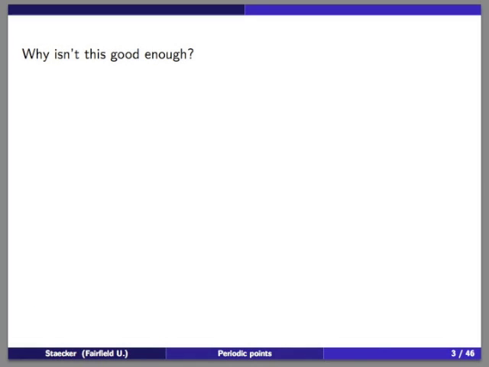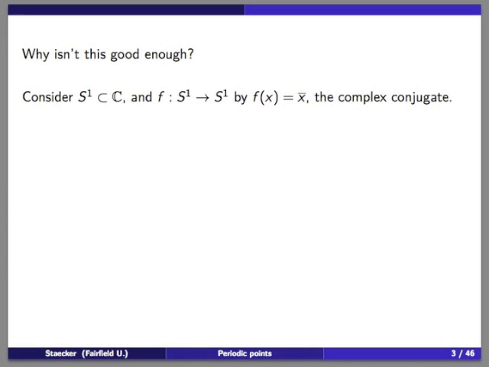Why isn't this good enough? So over the next few minutes I will convince you that that is not what you're looking for. If you're looking for a Nielsen theory for periodic points, it's not really the Nielsen number of the iterates.